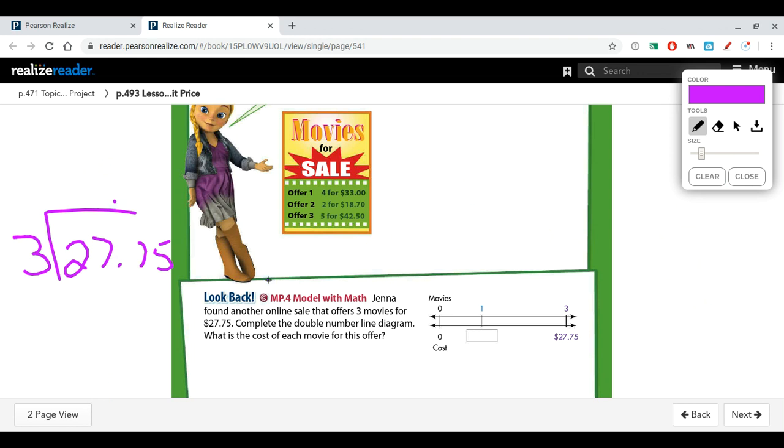3 goes into 27 9 times. 3 times 9 is 27. I'm going to subtract. 0 left over, bring down the 7. Decimal was already placed. 3 goes into 7 twice. That becomes 6.